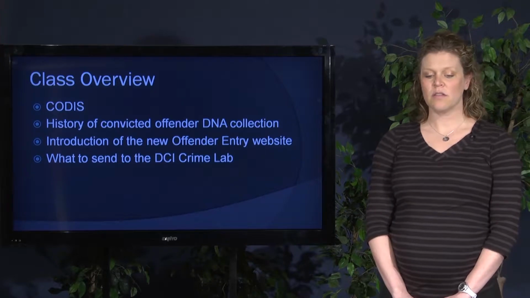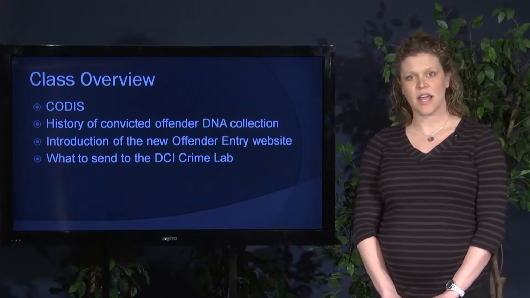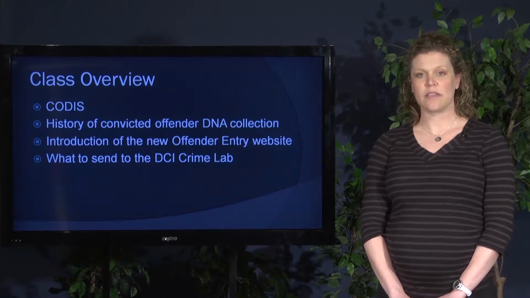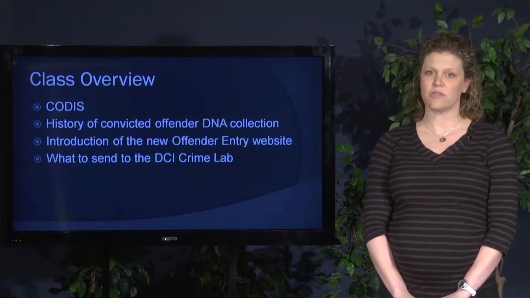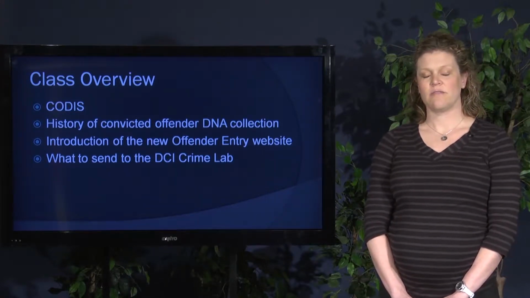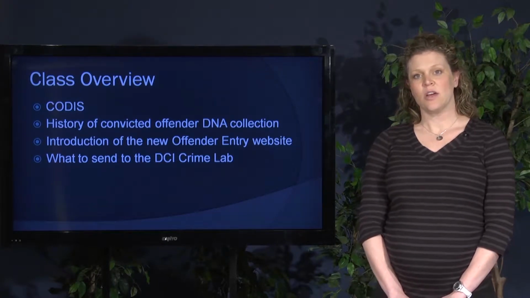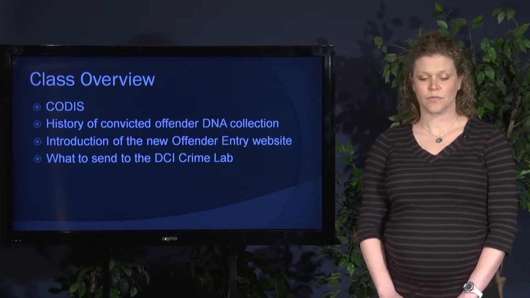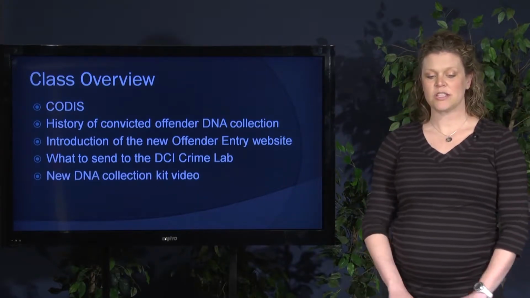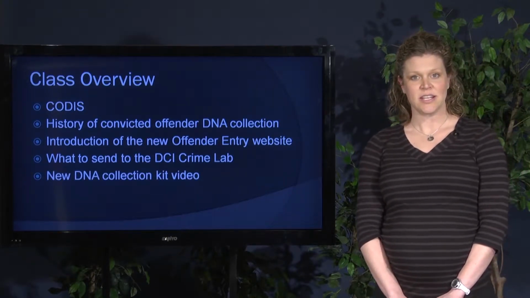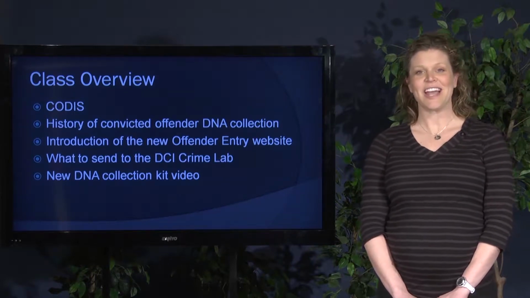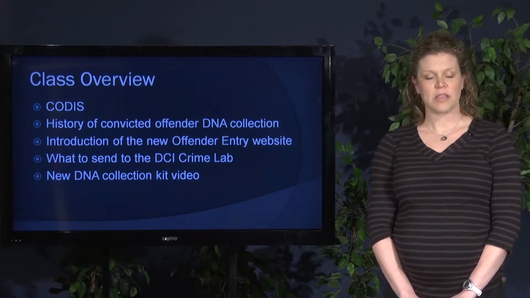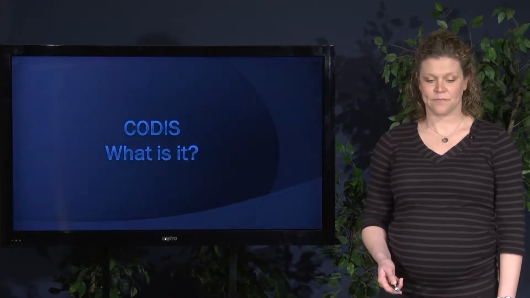All right, we're going to cover a little bit of what to send to the DCI lab. Once you're done collecting a DNA sample and the fingerprint and all of the information involved in these convicted offender DNA kits, what are you supposed to send to the laboratory? What do we need from you? And then finally, we're going to see the new DNA kit in all of its glory and how to use it and how to collect with it. So that video will be at the very end of this presentation.